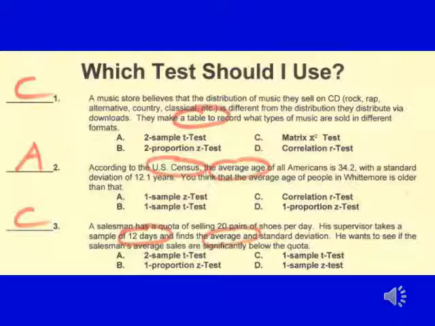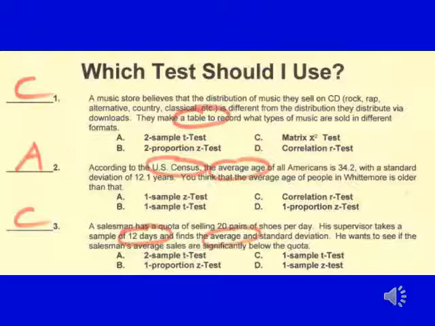And you notice I circled stuff on each of these too. On the first one I circled table. And table, you see that, it's like a dead giveaway. It's got to be a matrix chi-square test, C. On the second one, it's talking about averages, and it talks about the US Census. And again, the US Census means we know stuff about the whole population. That's how I know this is going to be a z-test. It would also be a z-test because even though Whittemore, which is a little town west of Algona, is a small town, it's got way more than 30 people.